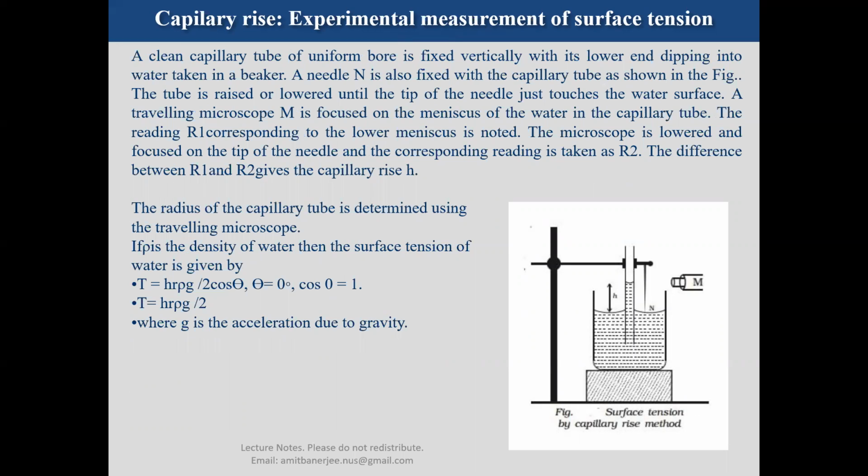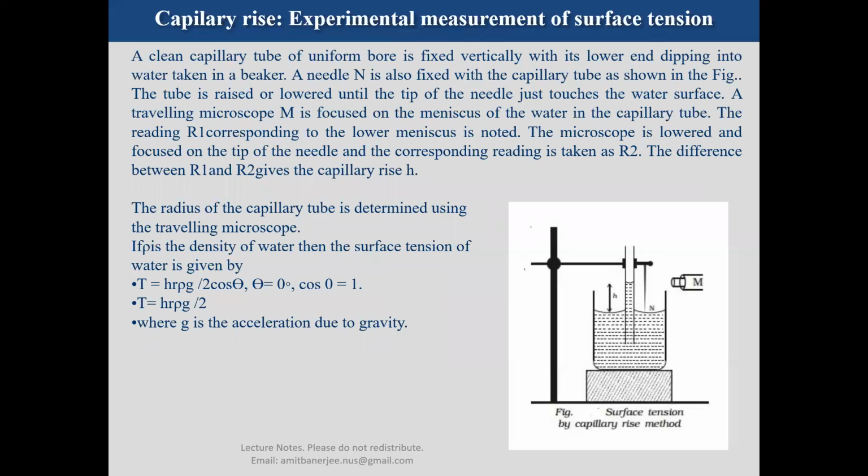For doing that, what we need is a needle fixed in the capillary tube. The tube is raised and lowered until the tip of the needle just touches the water surface. The traveling microscope is focused on the meniscus of the water in the capillary tube. The reading R1 corresponding to the lower meniscus is noted. The microscope is lowered and focuses on the tip of the needle, and the corresponding reading is taken as R2. The difference between R1 and R2 gives the capillary rise H.